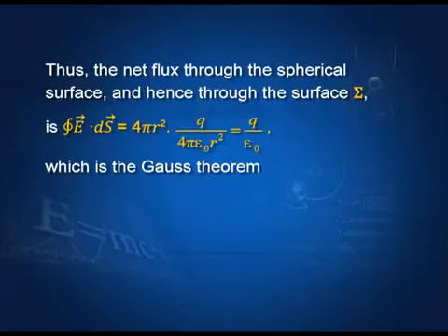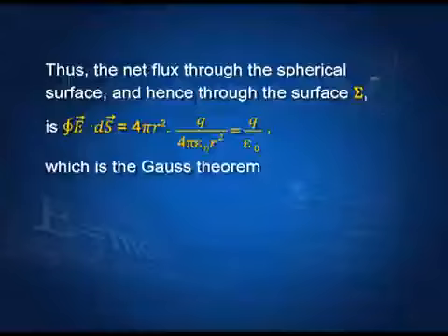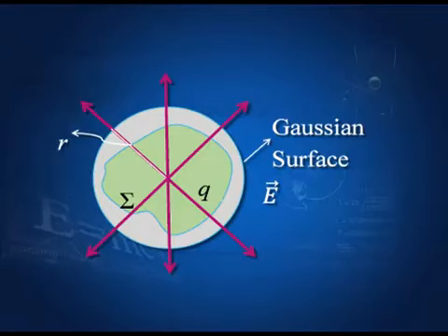Thus, the net flux through the spherical surface, and hence through the surface sigma, is integral of E dot ds, the integral being carried out over the whole surface, which is equal to E times 4 pi r squared, because E is independent of the surface. So, therefore, we have E into the integral of ds, that is, q by 4 pi epsilon 0 r squared times 4 pi r squared, and this becomes q by epsilon 0, which is the Gauss theorem. Let me remind you what we have done: we have drawn a Gaussian surface.